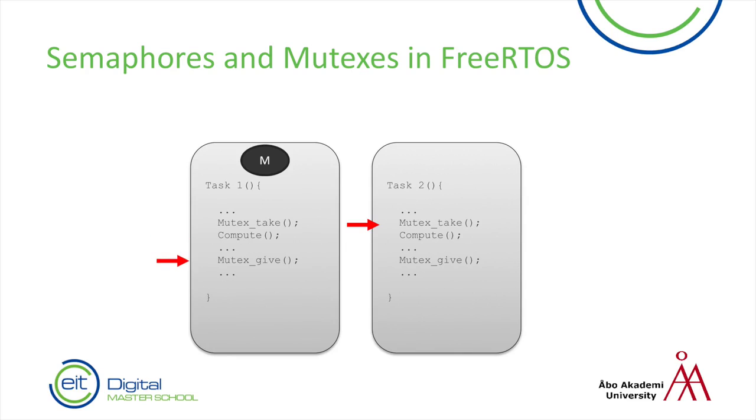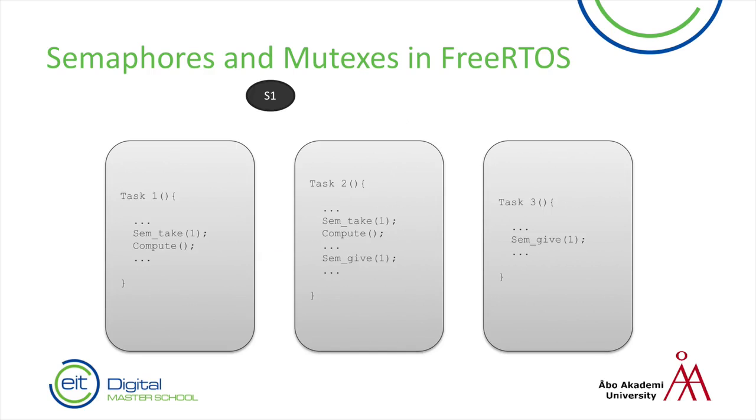Only now can task 2 take the mutex and begin its compute section. When task 2 has completed the section, the mutex is given back, and any task can again grab it. We take a similar example with 3 tasks, but in this case we are using semaphores for locking the resources.